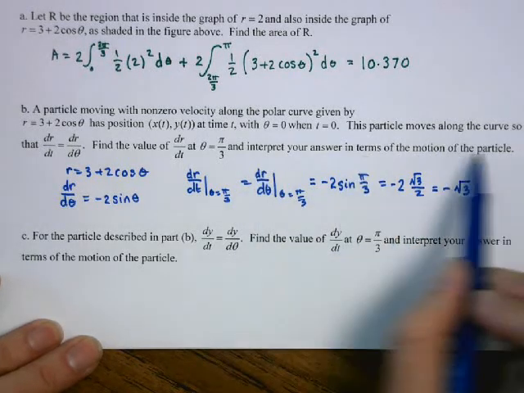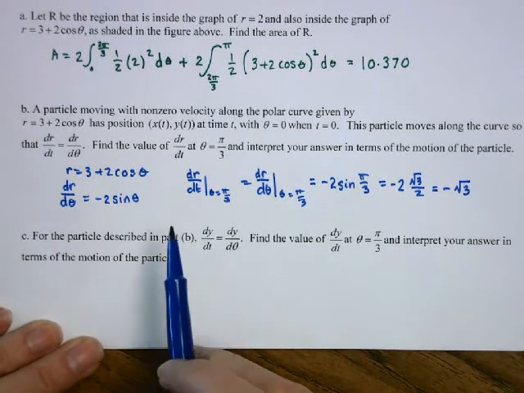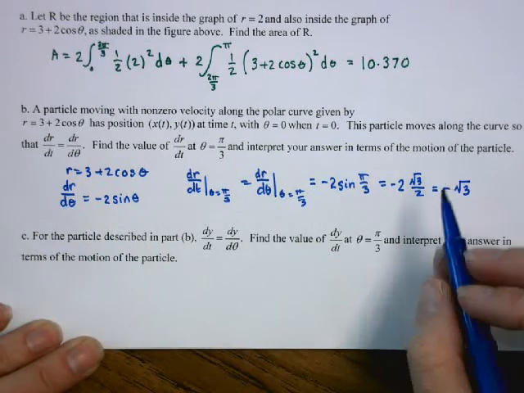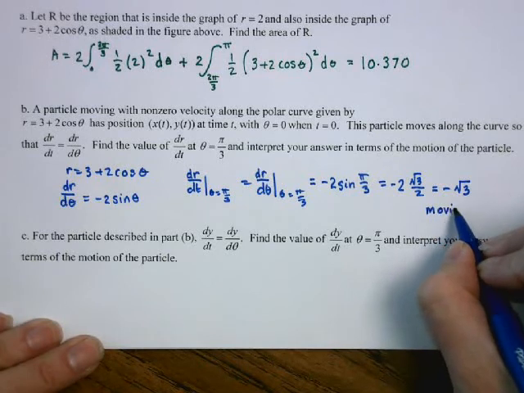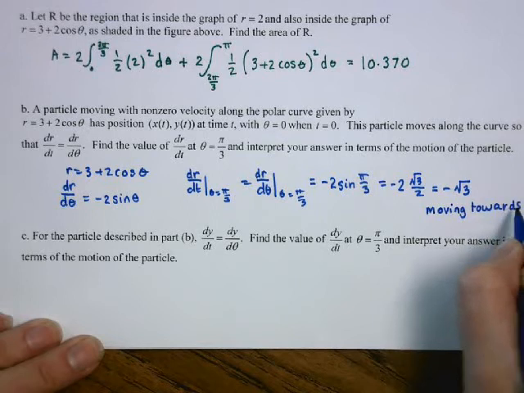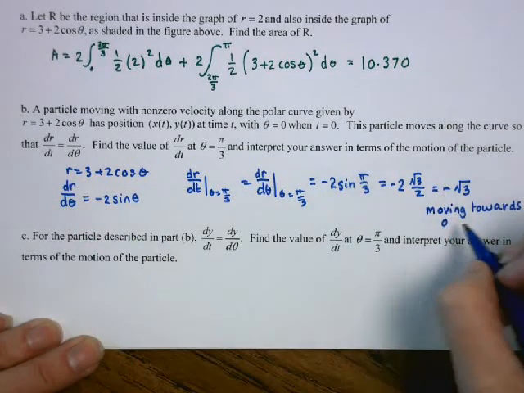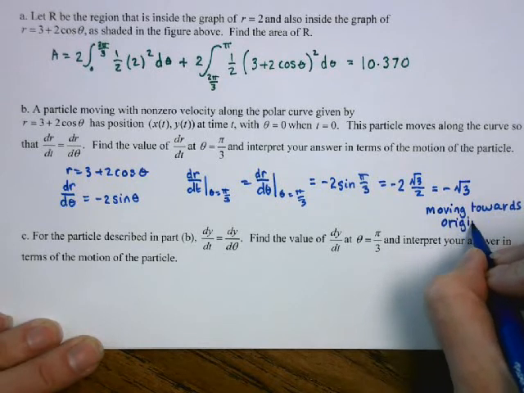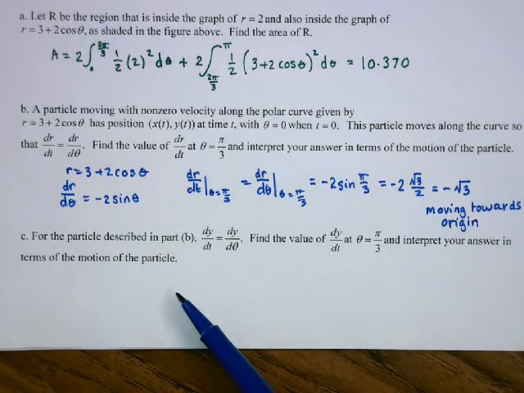So what does that mean for the motion of the particle? If dr/dt is negative, it's moving towards the origin. Because what this r is, is how far away it is from the origin. So if that distance is decreasing, then that means it's moving closer to the origin.